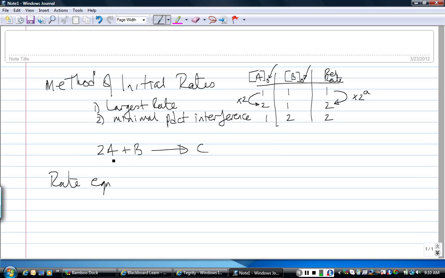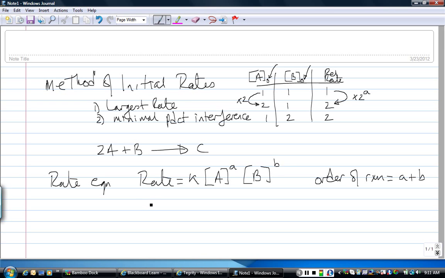The rate equation for a reaction of this type involving two reagents will be written as rate is equal to k, which is the rate constant, times the concentration of reagent A raised to the order of the reaction with respect to A, times the concentration of B raised to the order of the reaction with respect to B. So that little a and little b are the orders of the reaction with respect to reagent A and reagent B. And I would say that the overall order of the reaction would then be equal to the sum of a and b.